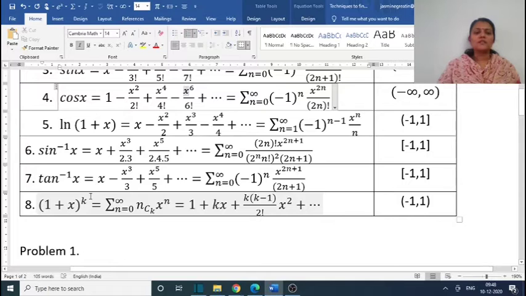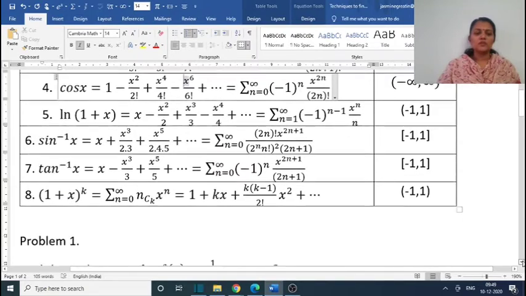Now 1 plus x raised to k, which is equal to sigma n equal to 0 to infinity nCk x raised to n. This is the binomial series: 1 plus kx plus k into (k minus 1) by 2 factorial x square plus etc., which is also valid in the interval minus 1 to 1. Now we have some problems.